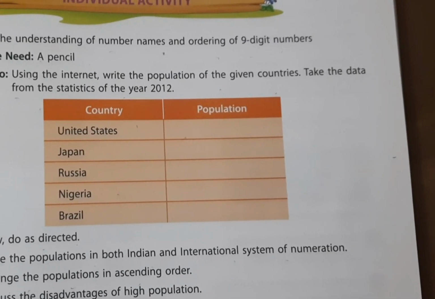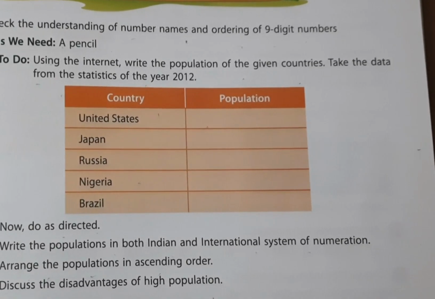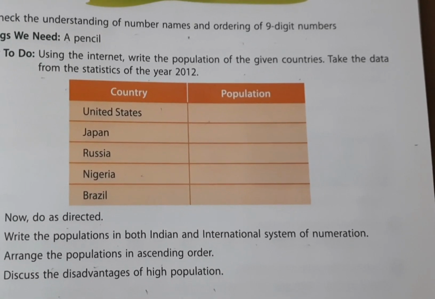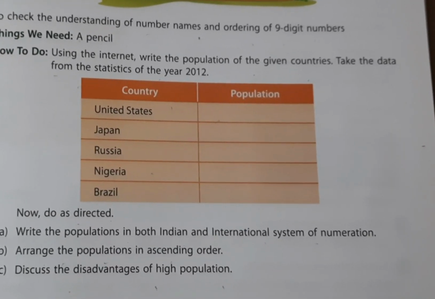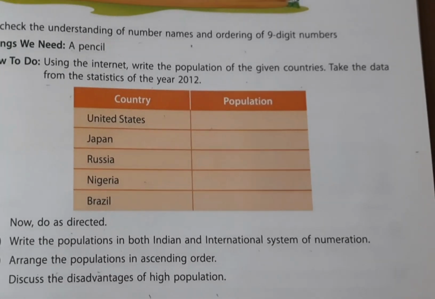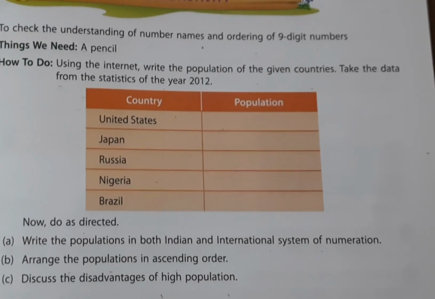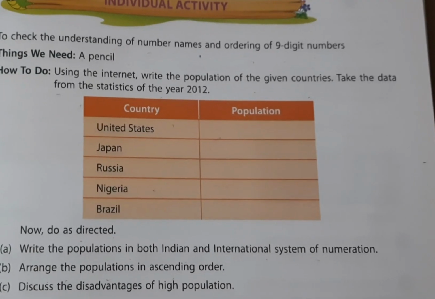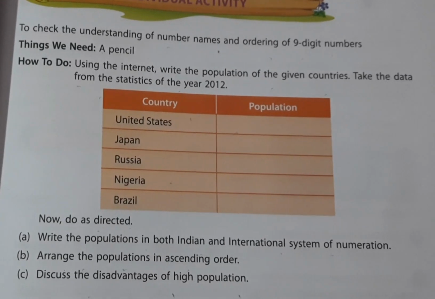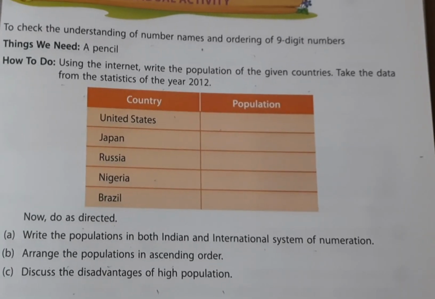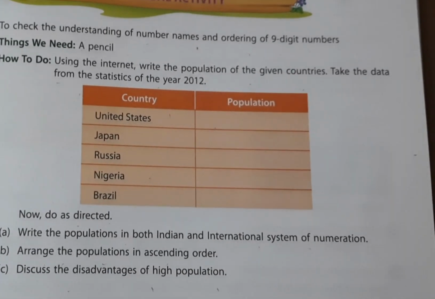Here is one activity for you to check the understanding of number names and ordering of 9-digit numbers. It is instructed everything in the activity. You need a pencil, you have to take an A4 size sheet, a neat paper. Then you have to write the heading, activity number 1. Heading of the activity is understanding of number names and ordering of 9-digit numbers. Highlight the heading with color pencil.